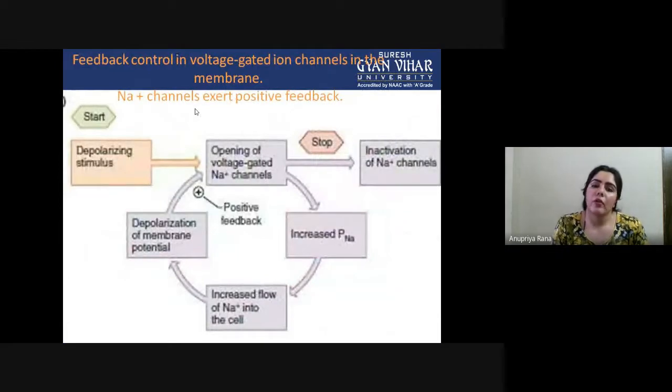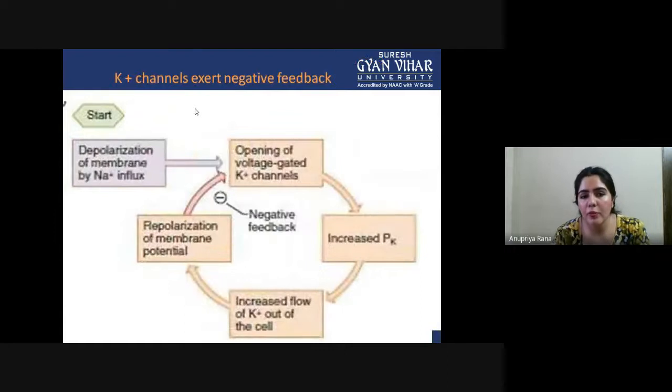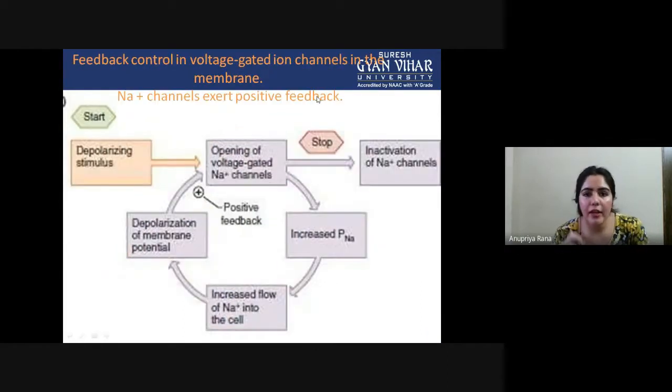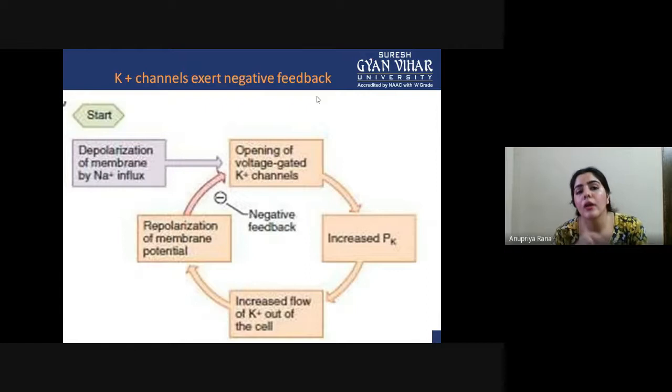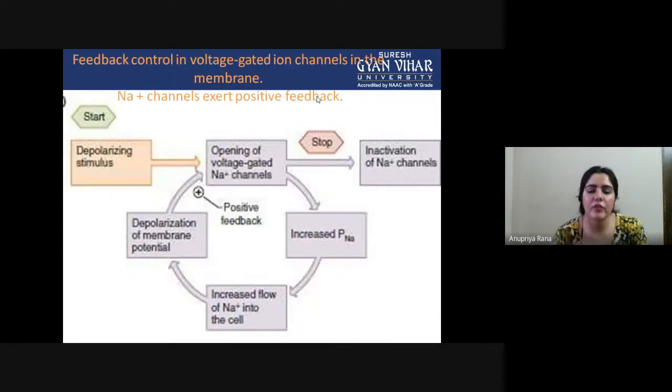Now, feedback control in voltage gated ion channels in the membrane. There will be two types of feedback control. One is that sodium channels exert positive feedback, and the second is that potassium channels exert negative feedback. So we get a positive feedback from the sodium channel, and for that, the potassium channel exerts a negative feedback. Both of their features together control the feedback mechanism.